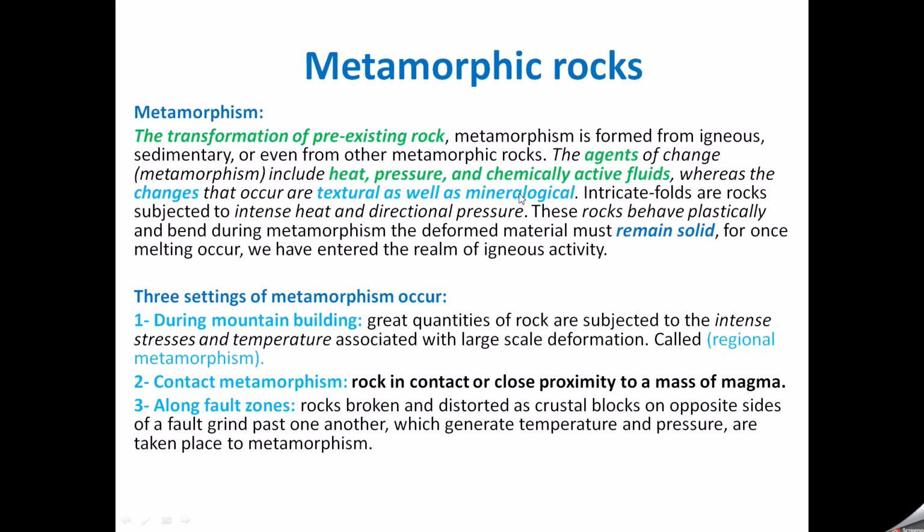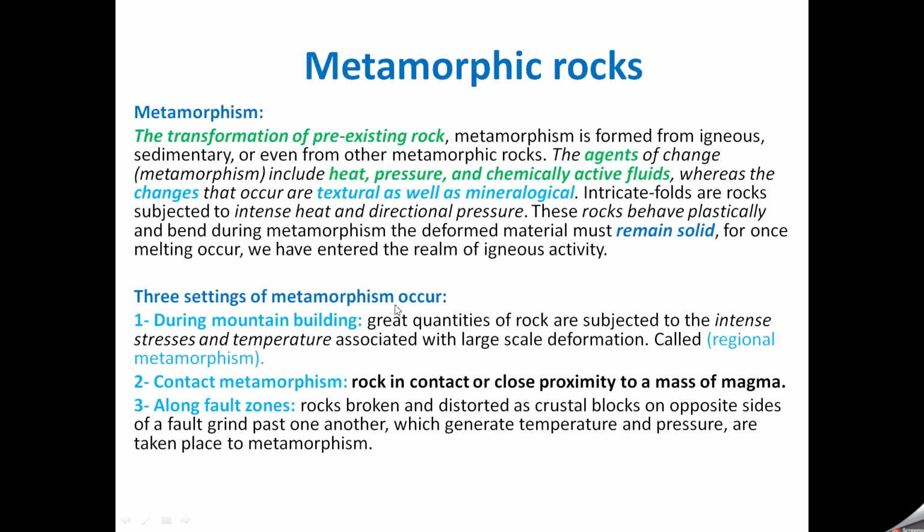The main point here for metamorphism: the rock must remain solid. The rock that changes or transforms into metamorphic rock must remain solid. If melting happened, that means we passed the field of metamorphism, and then we go to the igneous rock and magma field. But for metamorphism, to say this rock is a metamorphic rock, it must remain solid during the transformation.